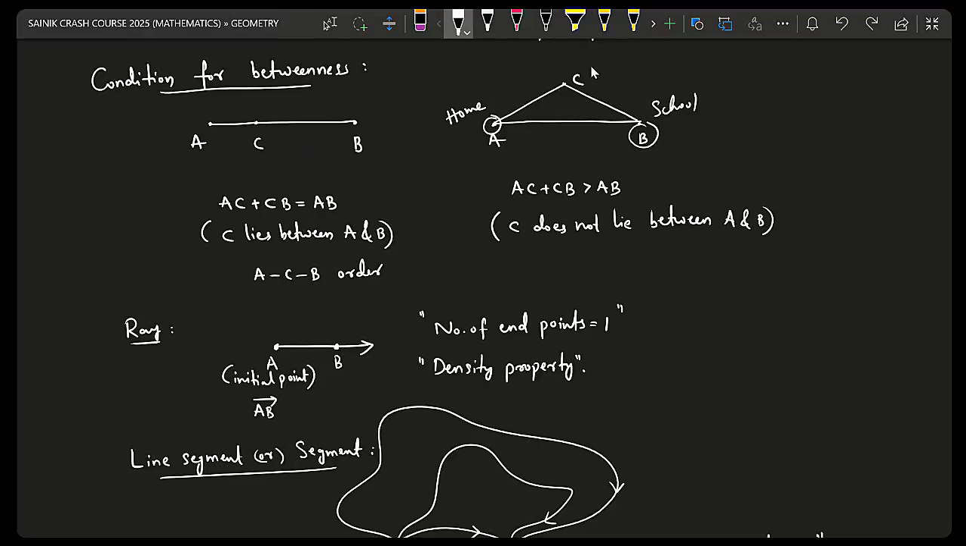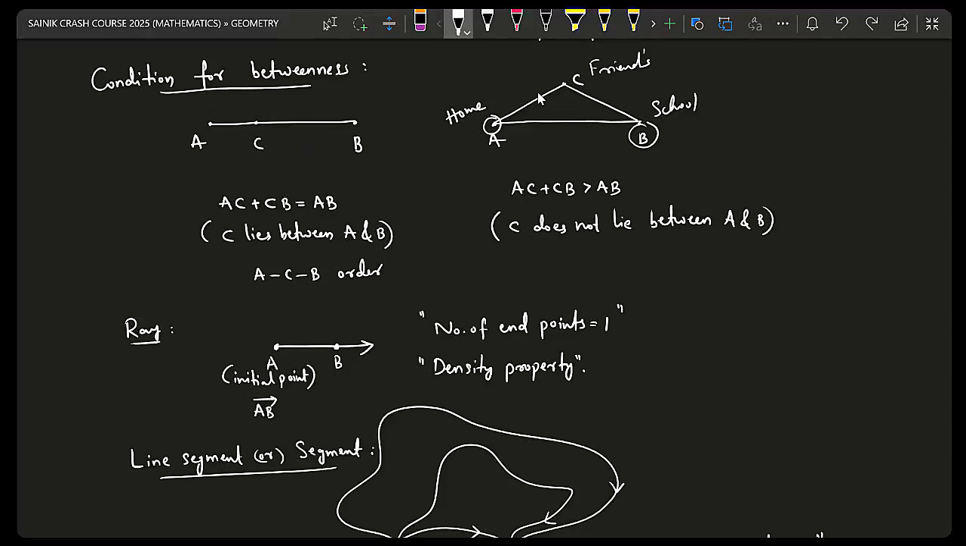But there is your friend's house. You already informed your mother that you will go to your friend's house and play there for 1 hour and come back. Now you are going from B to C and C to A. So which path took more time? Which path took less time? Sir, B to C, C to A, more time.